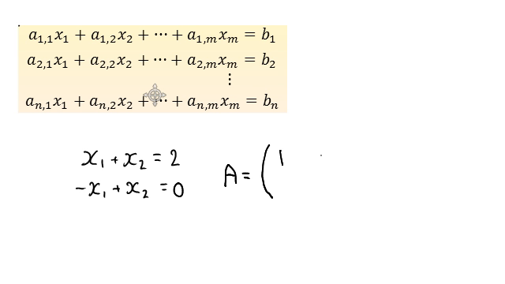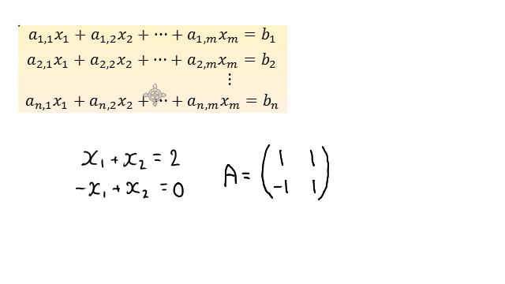First row, second column, the coefficient in front of x2 in the first equation, and there is a 1 in front of x2. Second row, do the same thing but for the second equation. So there's a -1 in front of x1 and there's a 1 in front of x2. This will be called the coefficient matrix of the system.